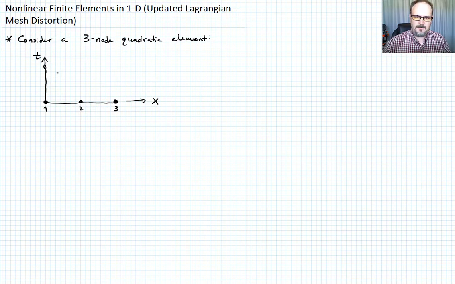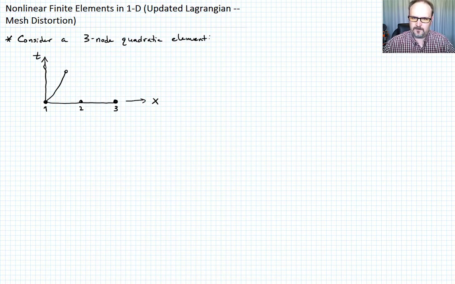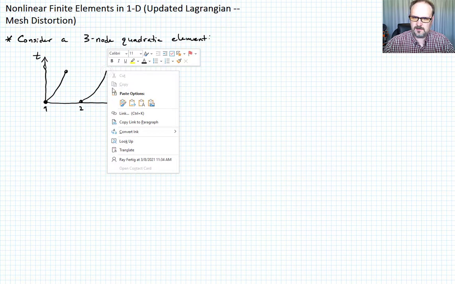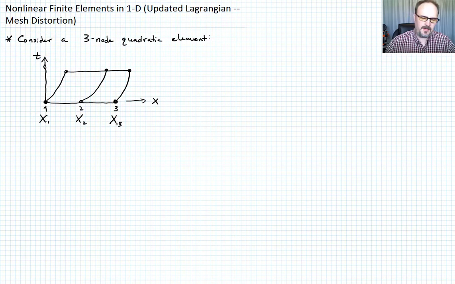Okay, so there's time, and as deformation in time moves on, let's say this node moves to this location. Maybe this node moves to here, and maybe this node moves to here. Okay, so these are our deformed coordinates in our new element, right? So let's call this x1, x2, and this is a large X, and x3, okay?